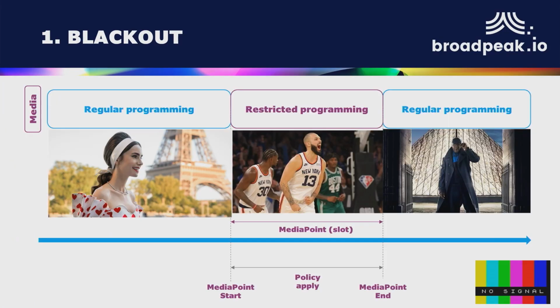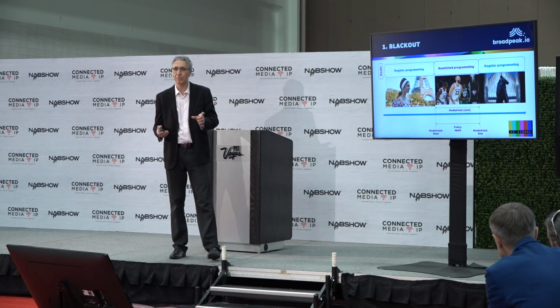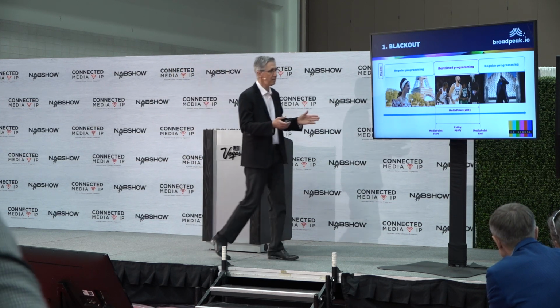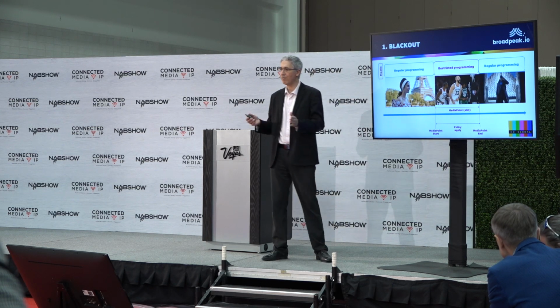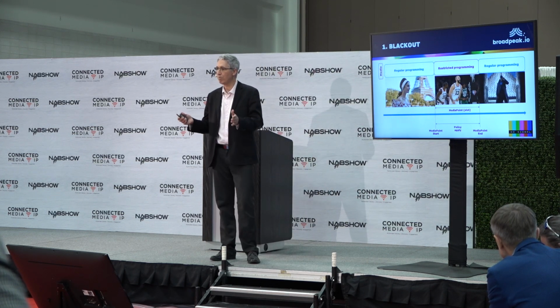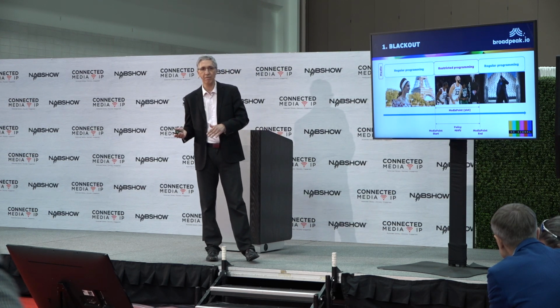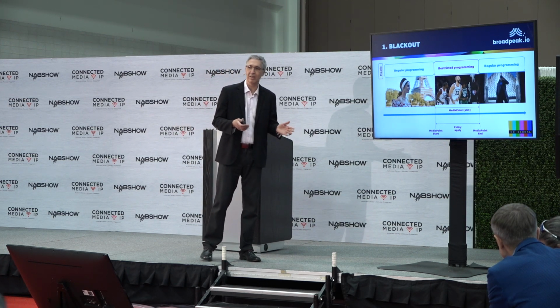Okay, so if we look at Blackout from a 10,000-foot view, and we look at the linear channel, typically we're going to have regular programming, and then from time to time we're going to have live sports events, which are going to have restricted programming, which means that only specific audiences are allowed to view that event. And this is typically done with a set of policies. So for a given live sports game, you're going to have a set of viewing policies that describe who can watch the event or what the content should be replaced with if it is blacked out.